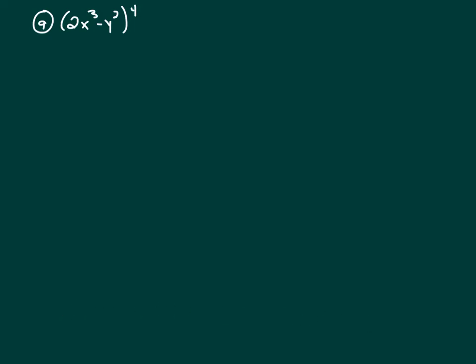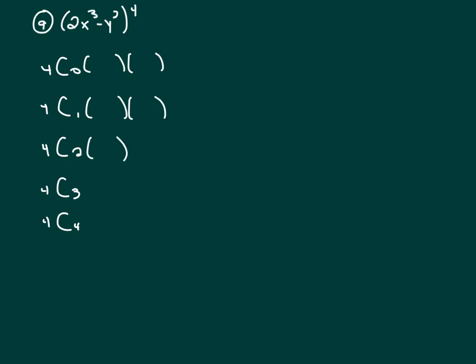Okay, so what we're going to do is we always start off with whatever this exponent is, C0, so 4C0, and the next term is going to be 4C1, and then 4C2, and we're going to continue to do this up until we get up to 4C4, until the number before the C and the number after the C match up. Okay, then we're going to set up 2 sets of parentheses for each of these. In the first parenthesis, we're going to put whatever is in the first spot in our original binomial, and in the second parentheses, whatever is in the second spot. So this 2x cubed is going to go in each of these first parentheses, and this negative y squared is going to go in each of the second parentheses.